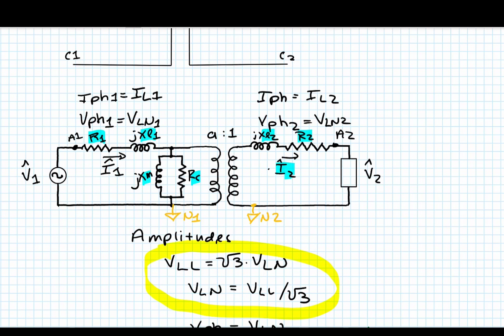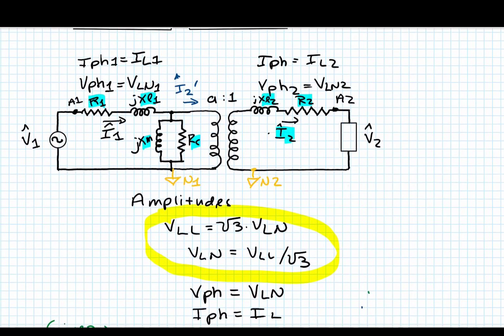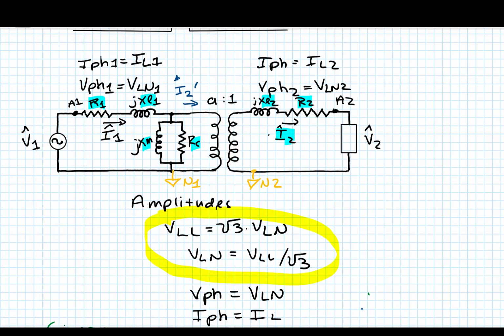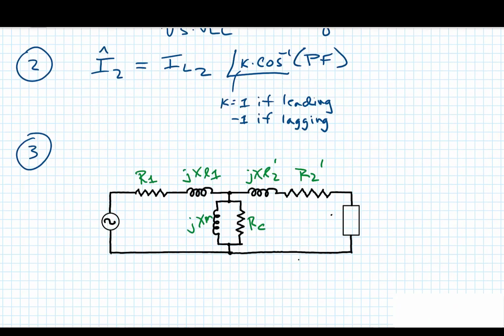And this current I2 reflected to the primary side, it would be right here. So that would be I2 prime in the equivalent circuit. So I really have a simplified circuit now that looks like this. And I've now found I2 prime.